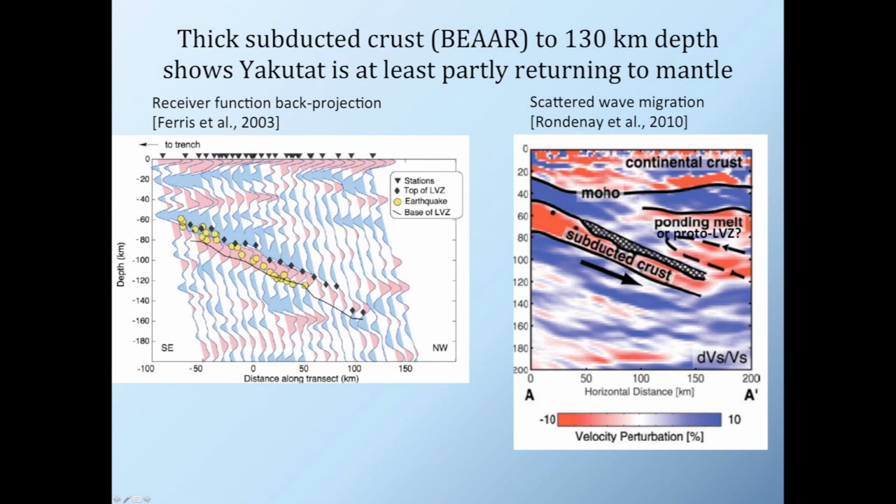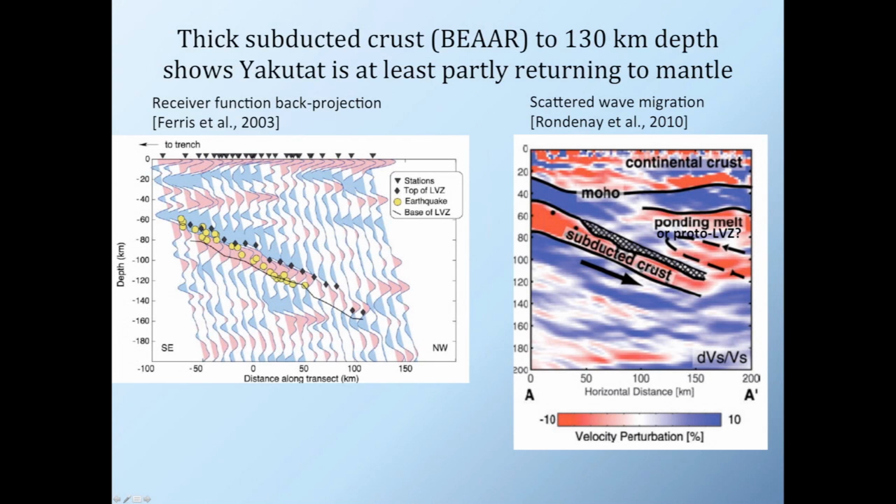And what we find is that there's actually fairly thick crust, 12 to 20 kilometers, subducting down to at least about 130 kilometers deep. All the earthquakes are inside of it. The panel on the right shows a follow-up attempt where we did a formal 2D inversion, this work of Stefan Rondenay, where the colors show the velocity perturbations that you need in order to produce the scattered wave field that includes the receiver functions. And again, you see this sort of thick subducted crust.